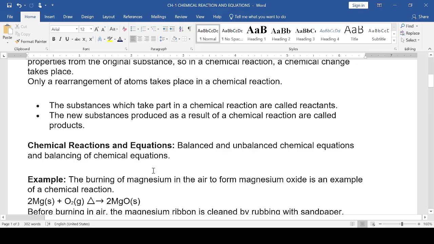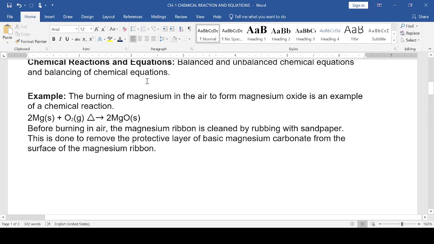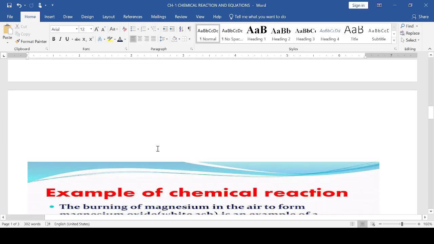Now chemical reaction and equations. We have balanced and unbalanced chemical equations, and we will be discussing balancing of chemical equations. This part example we have discussed just now.